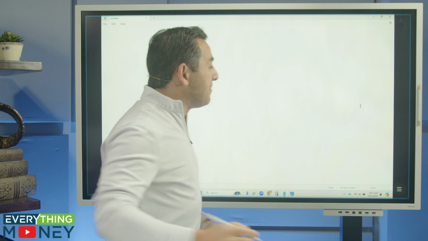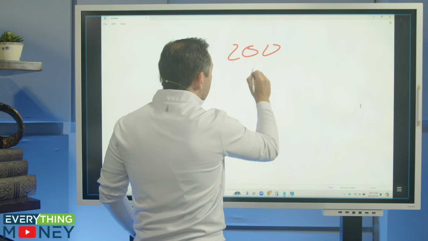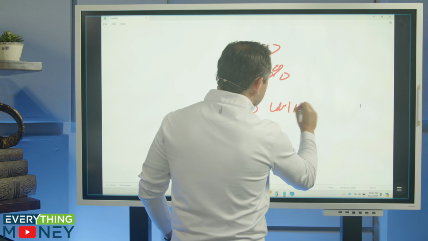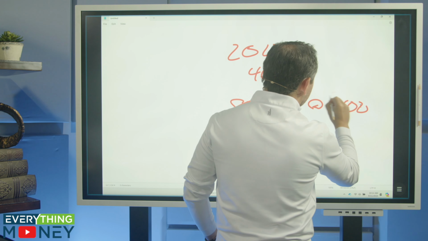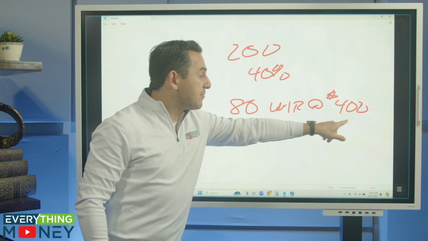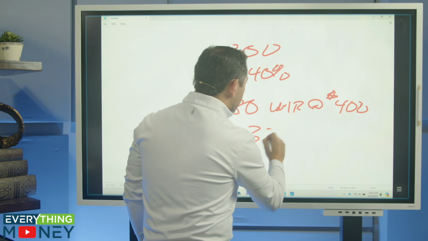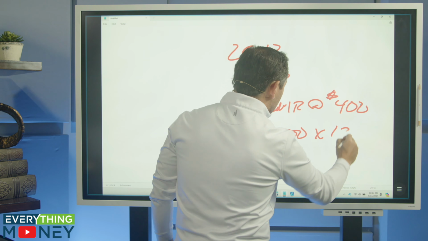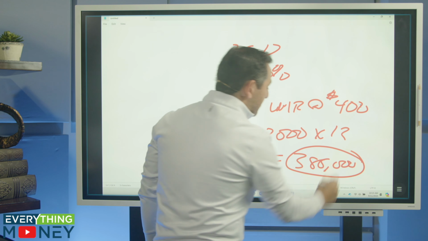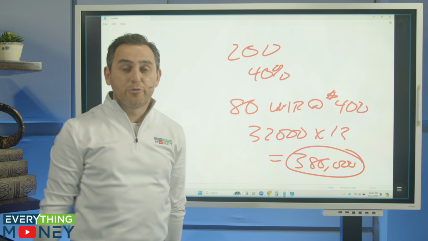Let's do the math there. 200 units. Let's say 40% would have paid the premium. That's 80 units at $400 a month. What's that math, guys? 80 times 400 is $32,000 a month, times 12 is about $385,000 a year. That's what that property management company was costing their previous owner.